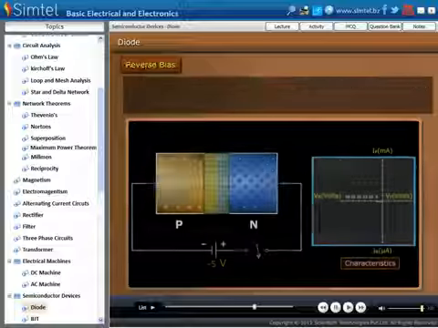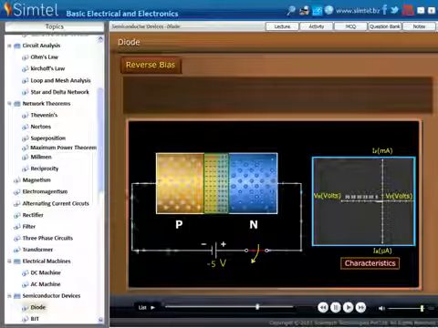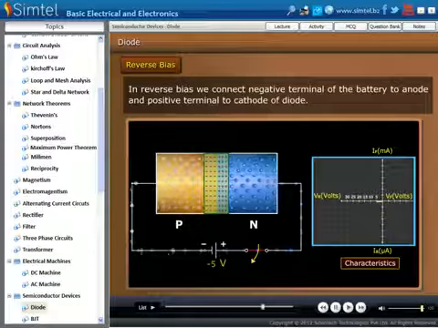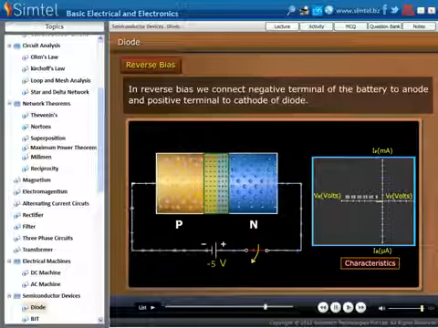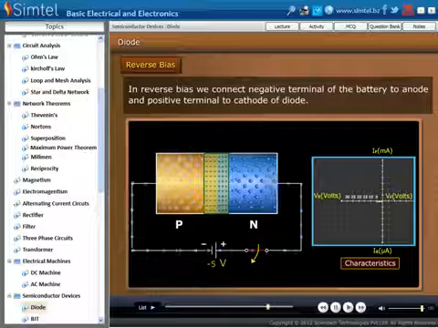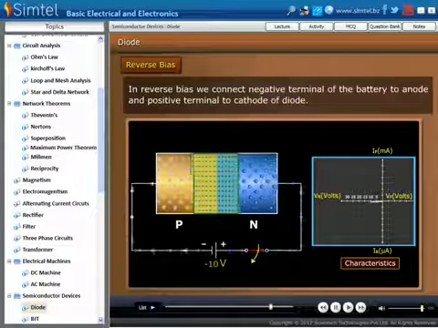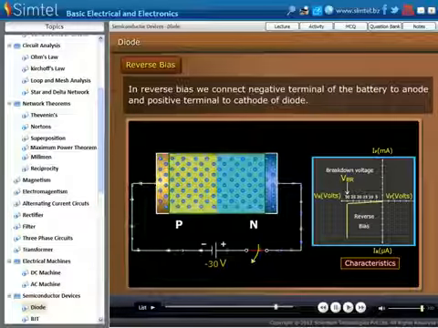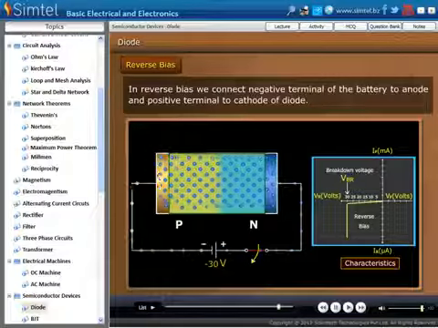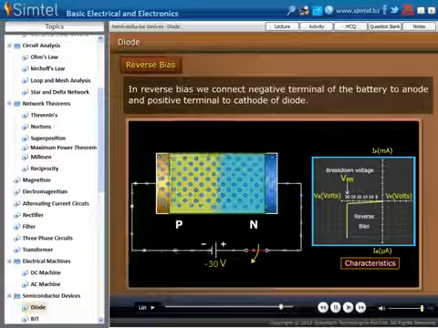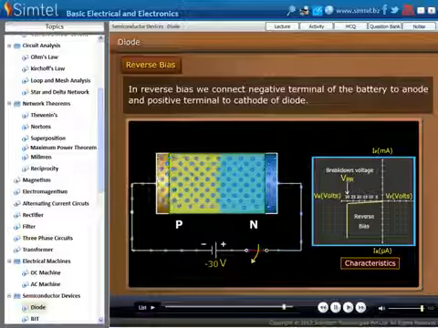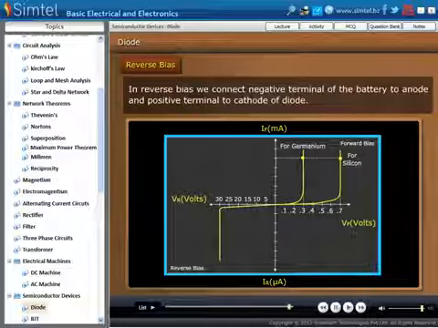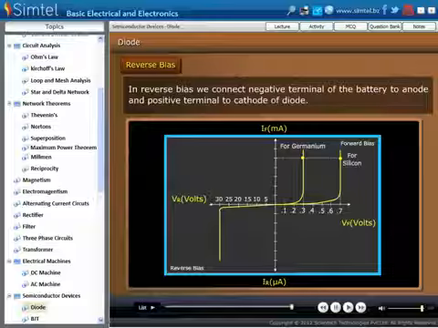Next is reverse characteristics of PN junction diode. In reverse bias, we connect the negative terminal of the battery to the anode, and the positive terminal to the cathode of the diode. In reverse bias condition, the width of the depletion layer increases as the voltage increases in the reverse direction. At a certain voltage level, such as -30 volt, a very small amount of current flows. Here, we are showing the forward and reverse characteristics of PN junction diode in a graph.